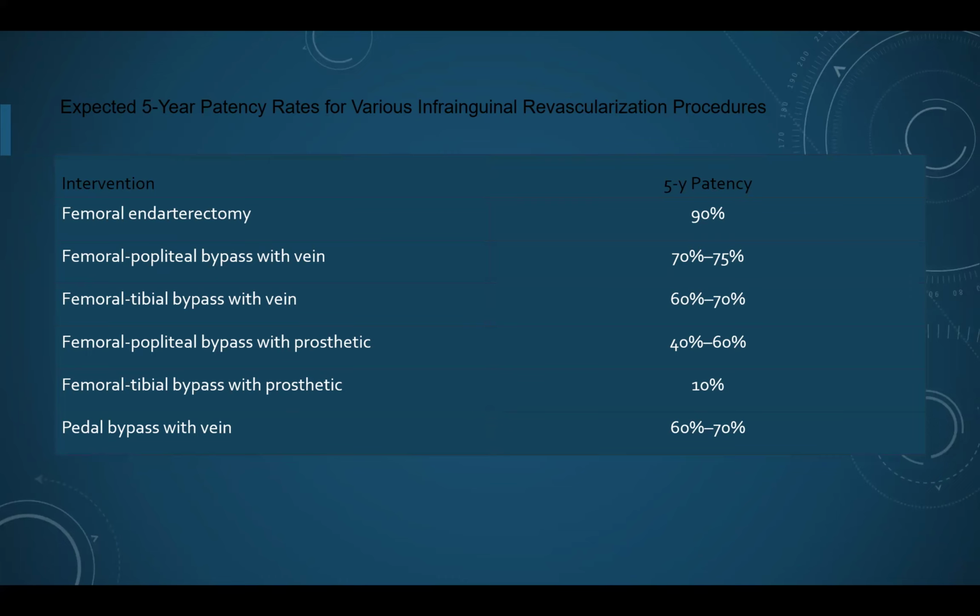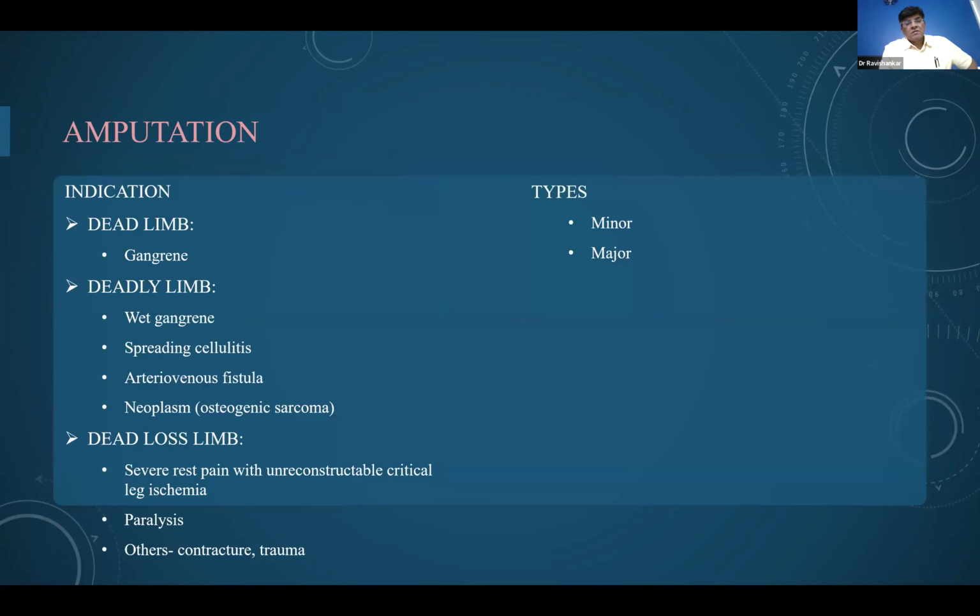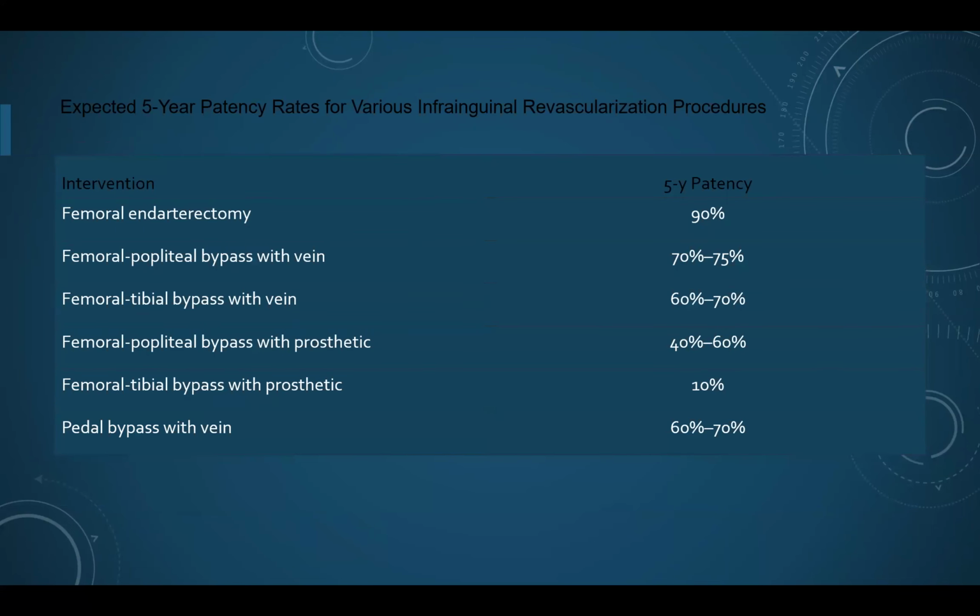So post it in the WhatsApp group. Okay, carry on. How many slides are left? This is the last slide, sir. Just briefly about amputation. No, amputation you don't have to touch. Amputation only, you can have a separate class.